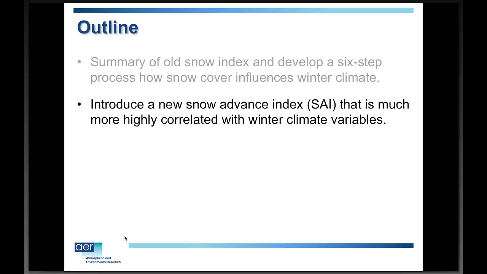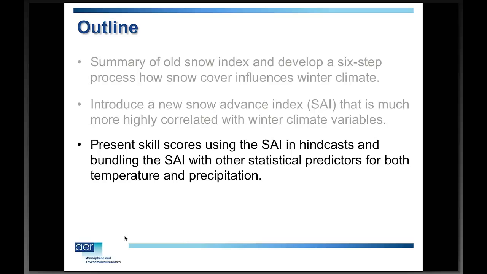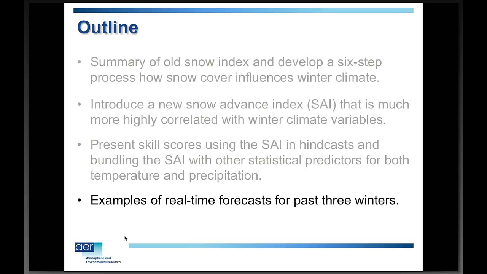I'm going to introduce a new snow advance index, and I'll describe the difference between the two, but it's much more highly correlated with winter climate variables. The last part of the talk presents hindcasts and forecasts, showing some recent forecasts using this snow advance index, or the SAI. Then we bundle it with other statistical predictors and make both temperature and precipitation forecasts. I'll bring examples of the real-time forecast.